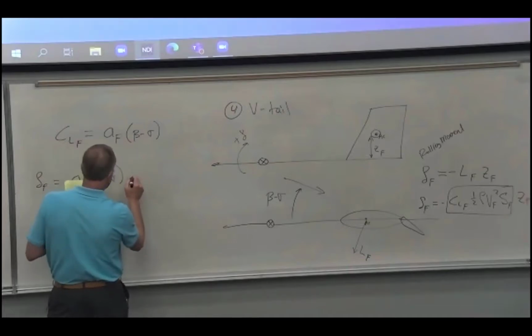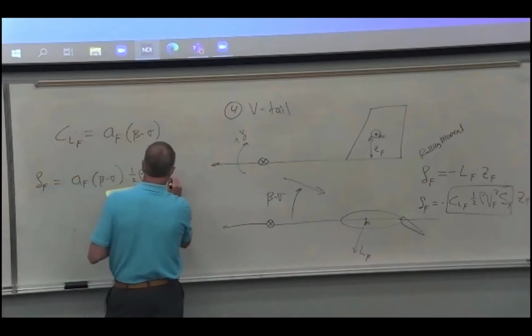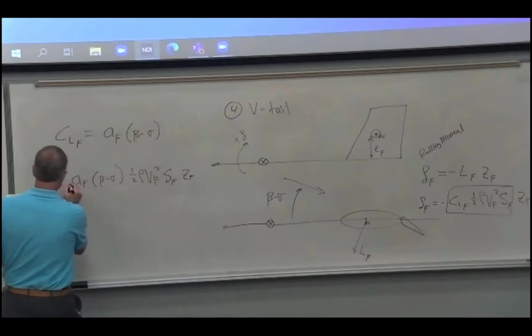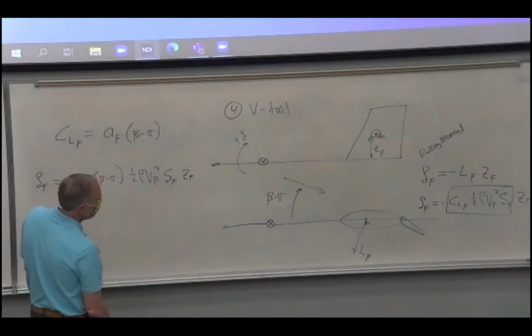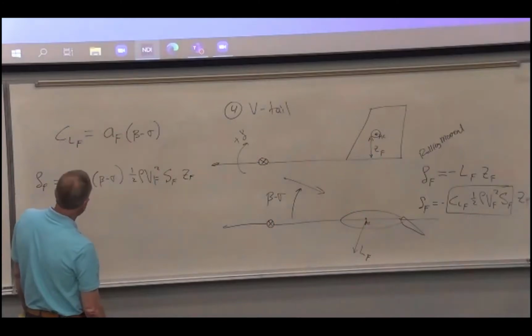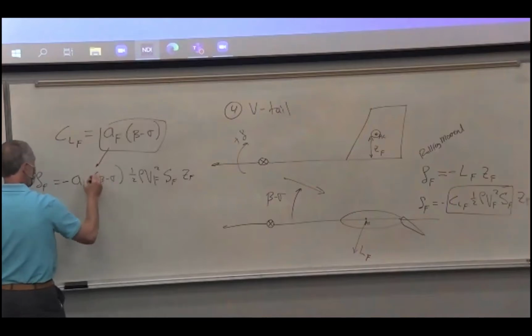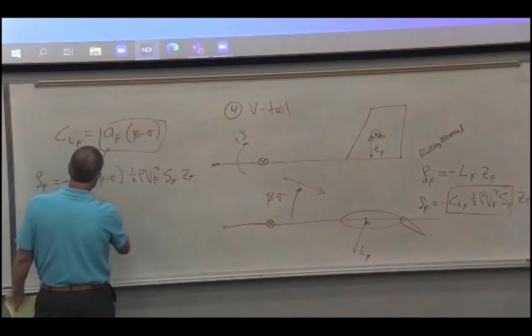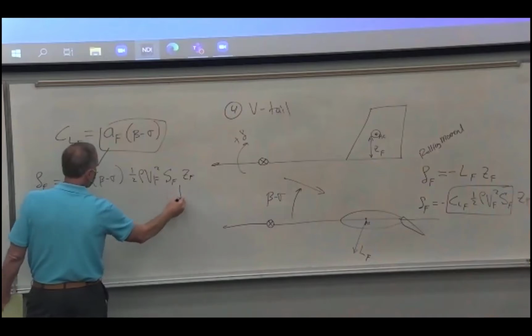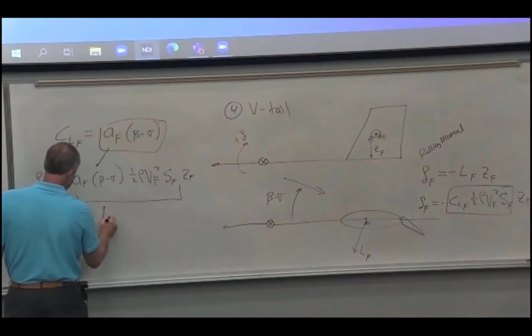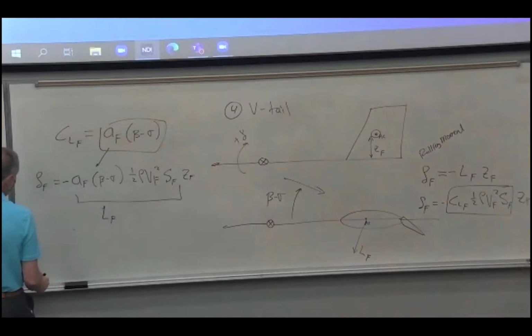What else have I got? I've got to remember to get my 1/2 rho V sub F squared, SF, ZF, and I've got to grab the minus sign, right? So the lift coefficient comes from lift curve slope times angle of attack. That goes here. There's the rest of the stuff that turns lift coefficient into lift force. So this is the total force here times the moment arm. And now we have to turn it into a coefficient to get CL. So we divide this whole thing.